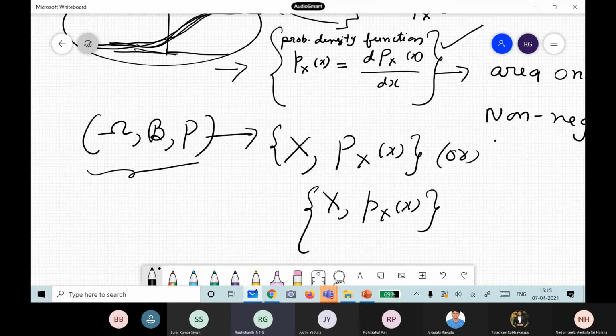So in probability theory we don't talk in terms of sample space, event space, and probability. We talk in terms of a random variable and the distribution function or density function. The main advantage of this random variable approach is that the sample space, for all problems, is minus infinity to plus infinity. That is the greatest advantage, so mathematical operators can be used also.